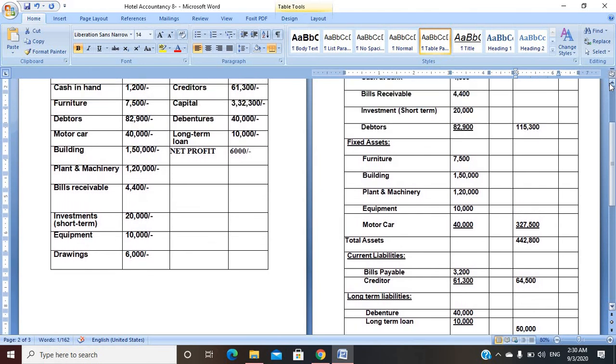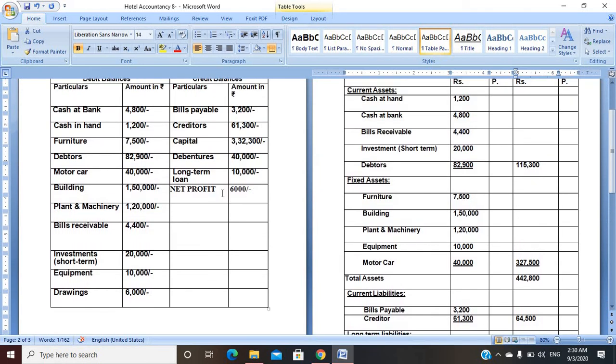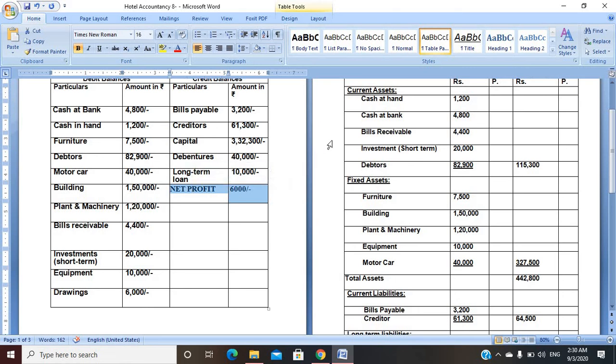Net profit is not mentioned, so I just mention here net profit amount 6,000. It has been miswritten, so kindly take care.